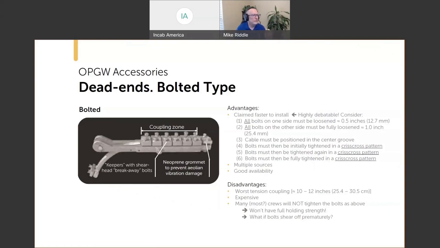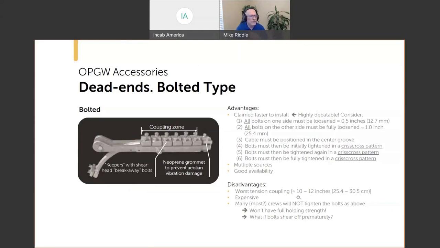Then you have to tighten the bolts three times. So you don't just go zip, zip. Instead, you're supposed to go crisscross: tighten partially, one bolt after another, and then go back down. Tighten each one again, repeat, tighten a little more. And then on the third pass, fully tighten so that the head shears off.